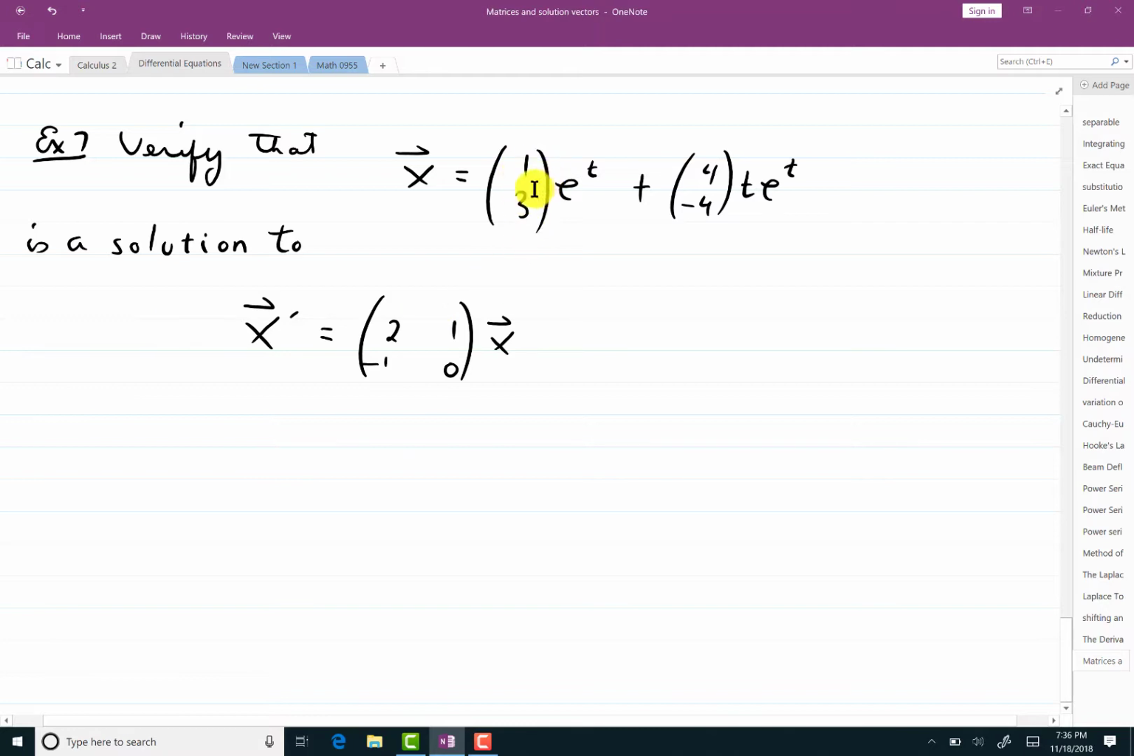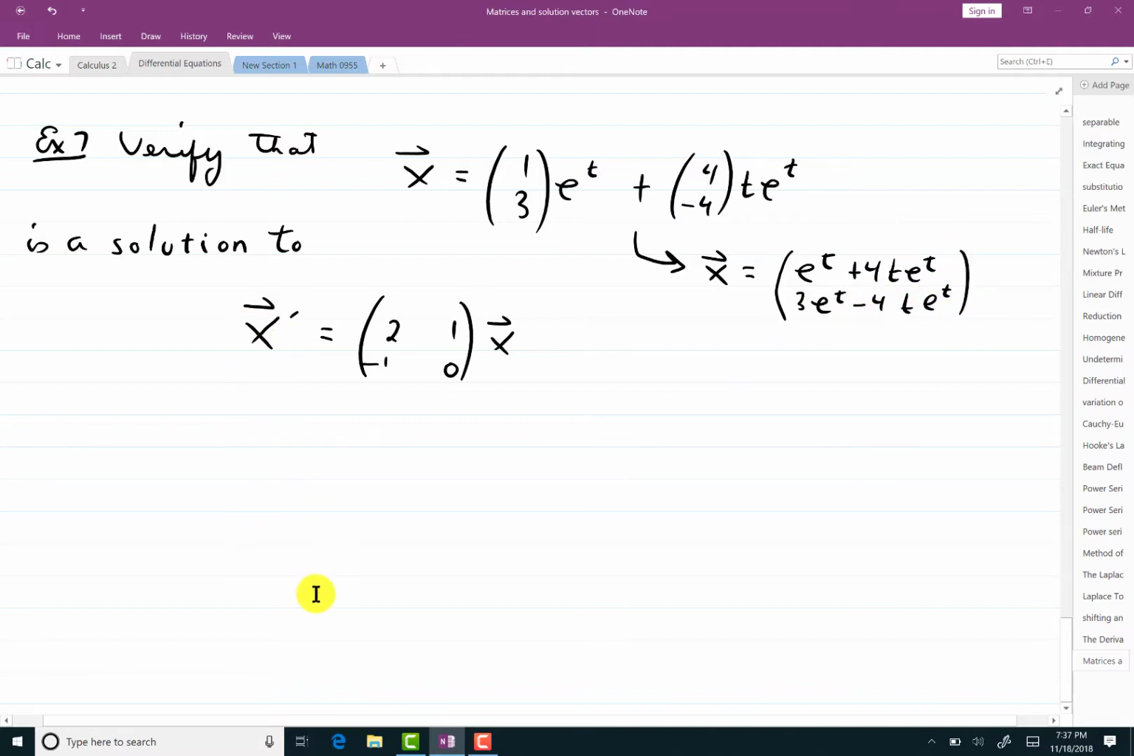When I look at this x, the way you would write it as a single vector, I can add these all together, and from here you can get x with an arrow over it equals, I can write it as one vector where my first row will be 1 times e to the t plus 4t e to the t. And then for the second row, I'll get 3e to the t minus 4t e to the t.